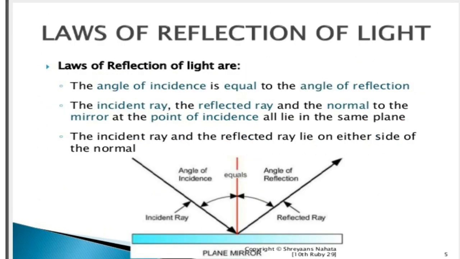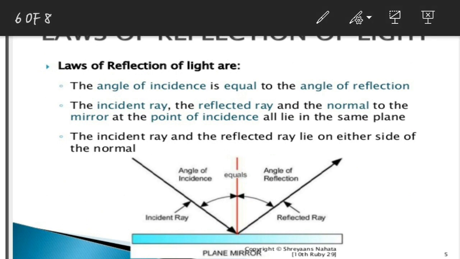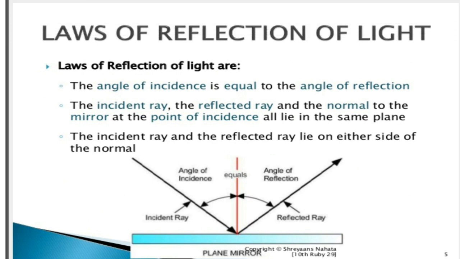Then this is all about reflection, the laws of reflection. The first law is that the angle of incidence is equal to the angle of reflection. Then the incident ray, the normal and the reflected ray lie in the same plane. These are the laws of reflection which we have studied.